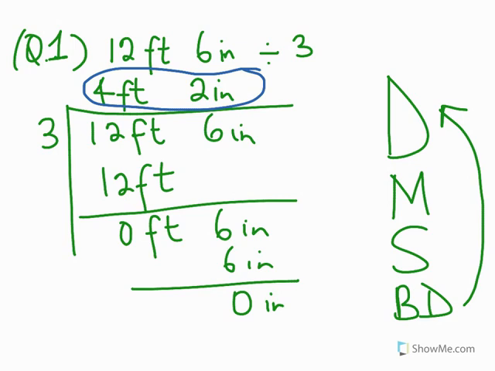Now, assuming we didn't have 2 inches, we had more than 12 inches, then we will do something else. Okay, we will show that example as we move on. So 2 inches is less than 12 inches, so we're good, and our answer becomes 4 feet 2 inches. I hope you understand.